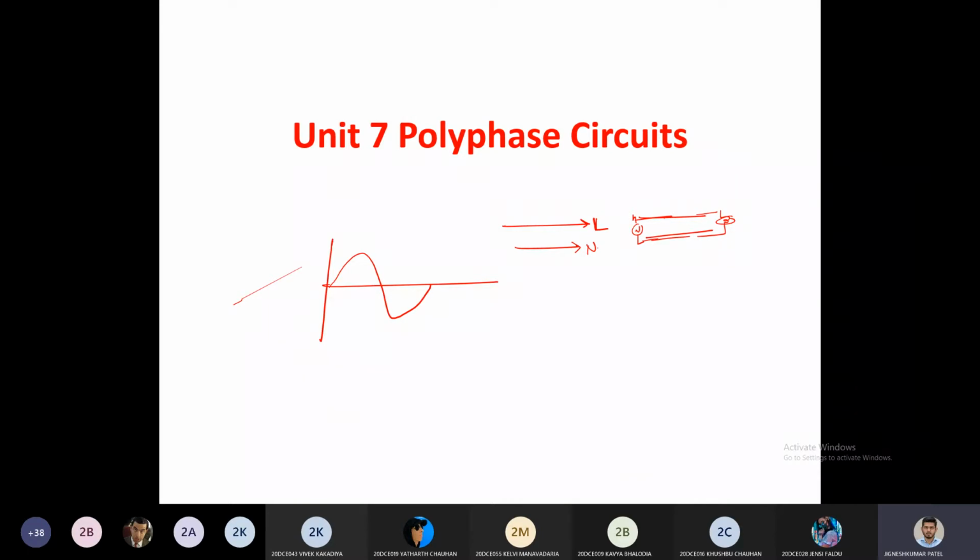How do we generate single phase? We have seen the video of a generator in which we saw how to generate a single phase. There is a magnetic field present, and inside this magnetic field I am going to rotate a coil like this, using some external mechanical energy. How does that external mechanical energy come?